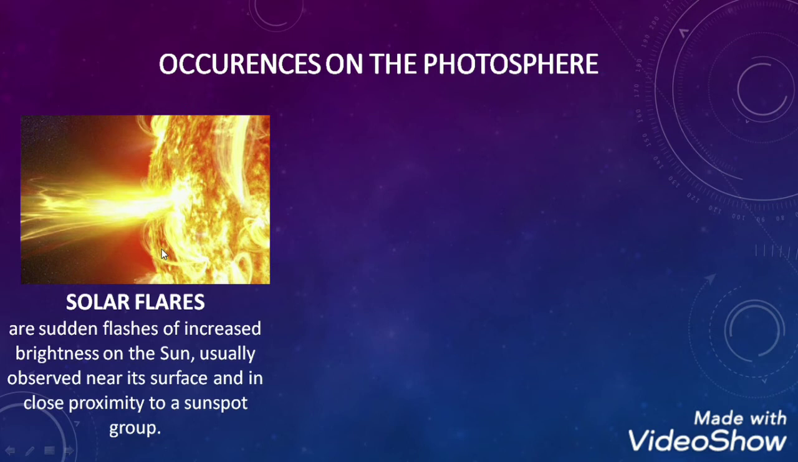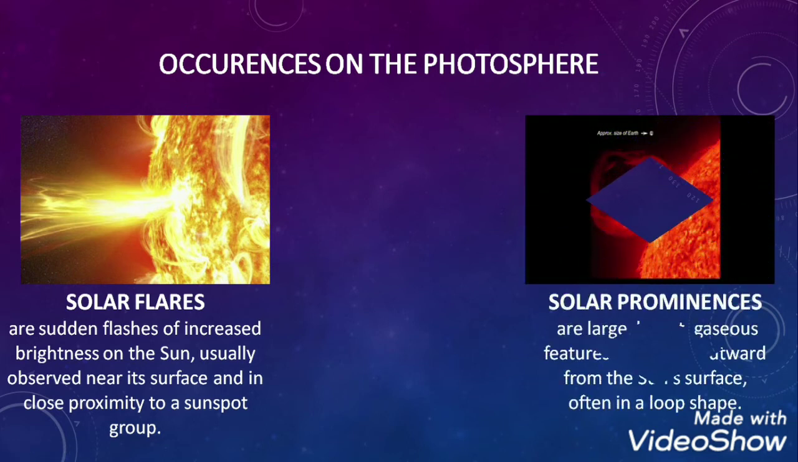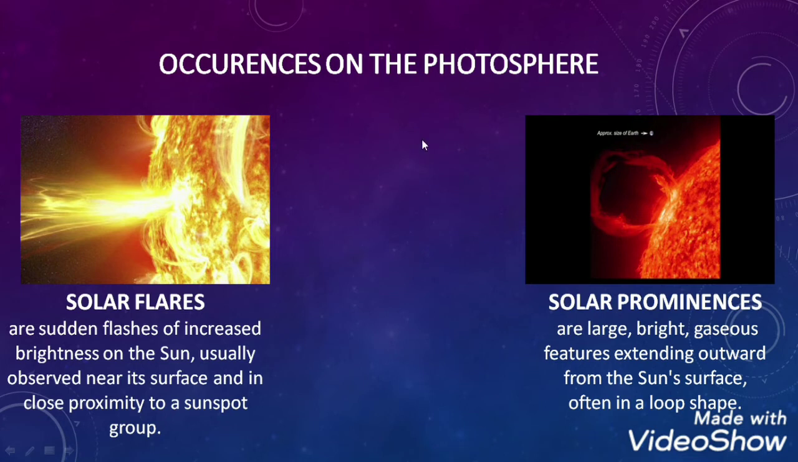Now we will talk about the solar prominences. Solar prominences are large, bright, gaseous features extending outward from the sun's surface, often in a loop shape. So this is a prominence and it is in a loop shape, and if we compare it to the size of the earth, the earth will be this big.